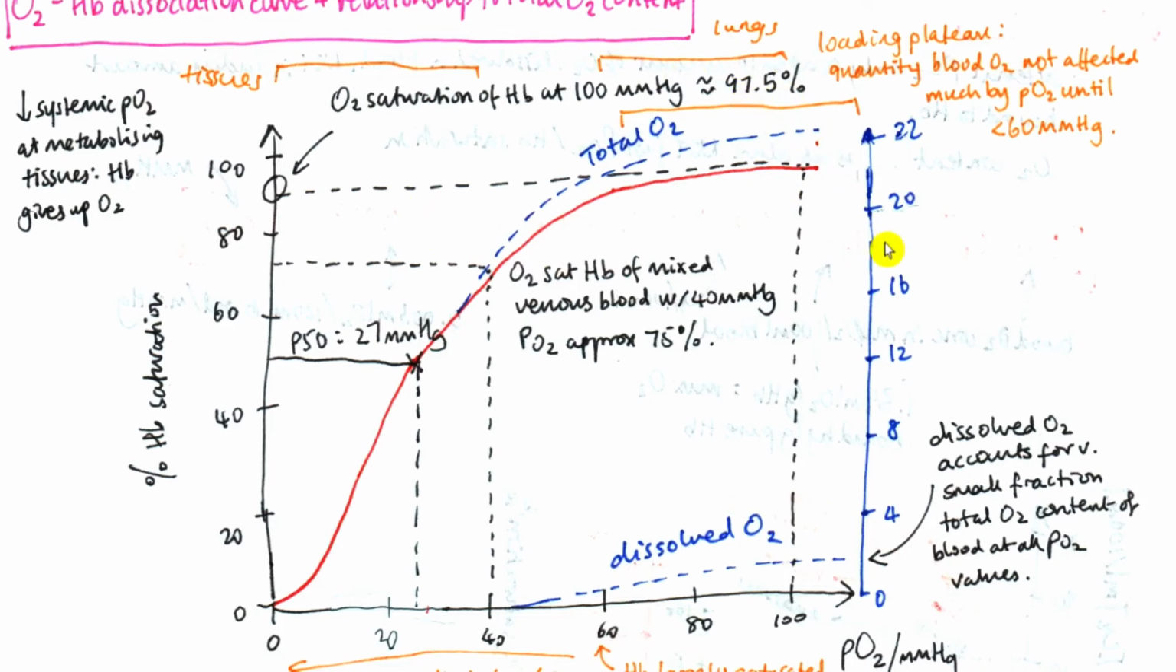A loading plateau, so this is past the 60 mark, and it says that the quantity of oxygen in the blood is not affected much by the partial pressure until the partial pressure is below 60. So if you're below 60 in your alveoli, the partial pressure of oxygen, then you're in trouble.